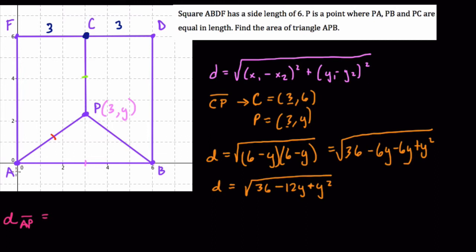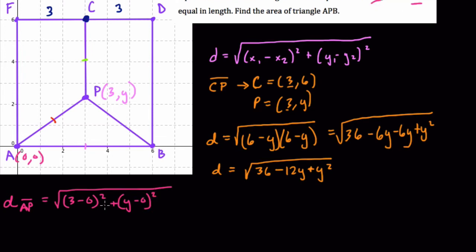That equals what? Well, the point A is 0, 0, and the point P is 3, y. So it's the square root of our x difference, which is 3 minus 0, right? Or just 3 squared. And then what? Well, plus y minus 0 squared. So now let's simplify this, right? 3 minus 0 squared, that's 3 squared or 9. Y minus 0 squared is y squared, right? We're adding those two. Square root, that's the distance of AP.